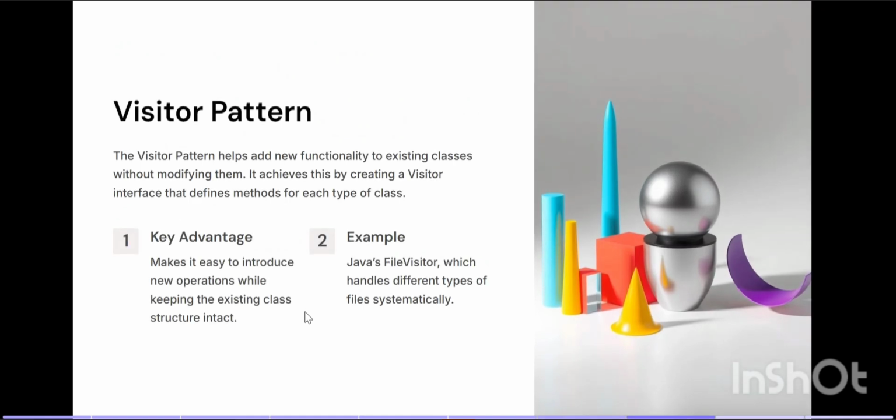Now we will move on to the visitor pattern. This pattern helps add new functionality to classes without modifying them, and this can be achieved by creating a visitor interface that defines a method for each type of class. A real world example is the Java file visitor, which handles the different types of files systematically, and this makes it easy to introduce new operations while keeping the existing class structure intact. These classes accept the visitor and delegate the new functionality to it.